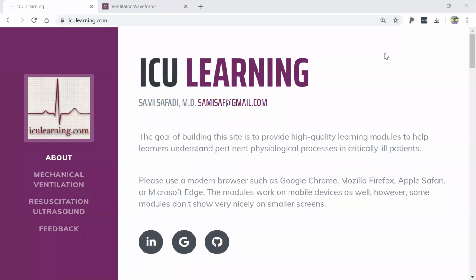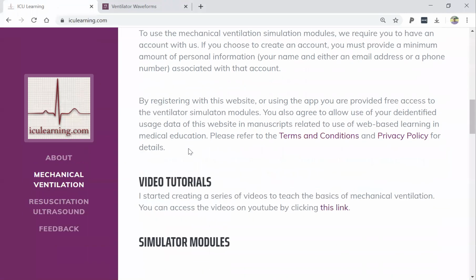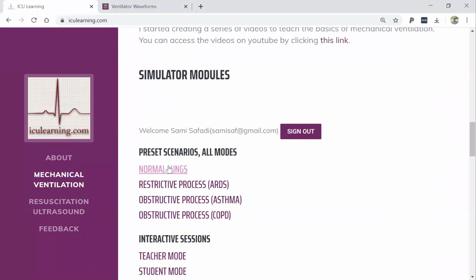Okay, now I would like to talk to you about auto PEEP or air trapping. So before I show you a pathological example, I want to show you a normal example. So I'll go to the website, I will scroll down to the mechanical ventilation section, and then I will select normal lungs.